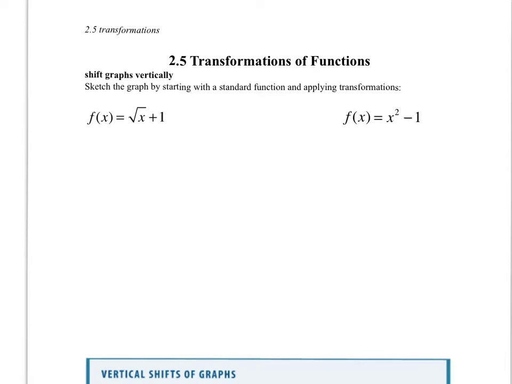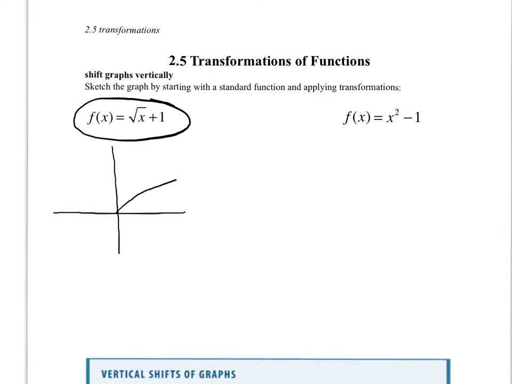This section is about transformations of functions, and the simplest kind of transformation to understand is the vertical shift. So here we have the function f of x equals the square root of x plus 1. The basic function here is the square root of x function. So we imagine that this is our graph for the square root of x.